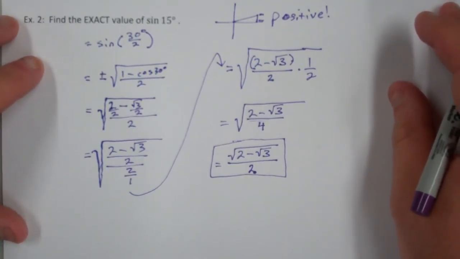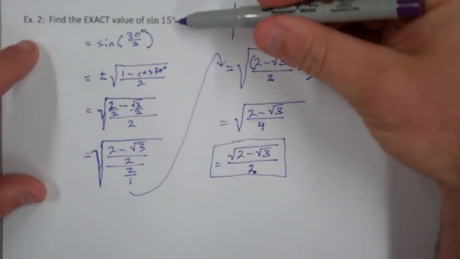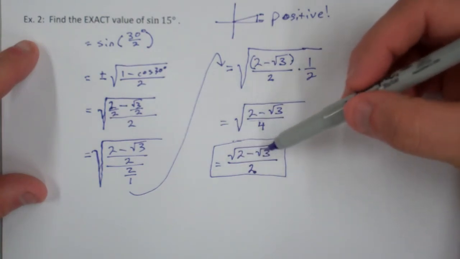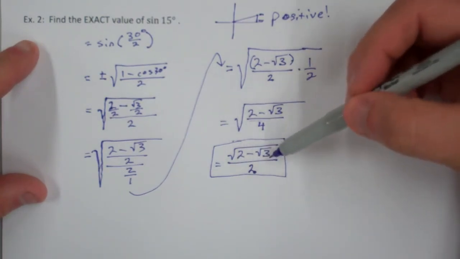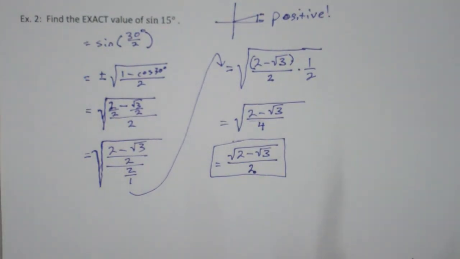You could, if you wanted to, actually check this out and type this in your calculator. So you'd type in the sine of 15, make sure you're in degree mode, and then you'd type in the square root of 2 minus root 3, close those parentheses off, and then divide it by 2, and you should wind up with the same value.